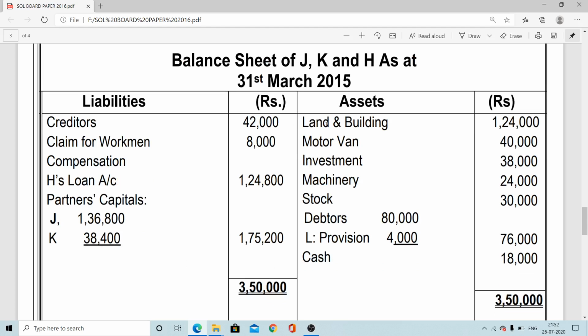After that, the remaining partners' capital accounts we got from the partners' capital accounts, and the total of the liability side is this. Now exactly in the same way, for changing values: land and building unchanged, motor van unchanged, investment unchanged, machine unchanged, stock unchanged. Now this part changes: 80,000 minus 4,000, because the earlier provision was 6,000, but here debtors have become good. Some part of the debtors, like 2,000 of provision, is not required, so we consider a 4,000 new provision, and the new provision we always deduct from the gross debtors. So therefore net good debtors came to 76,000 and the present cash balance is 18,000.